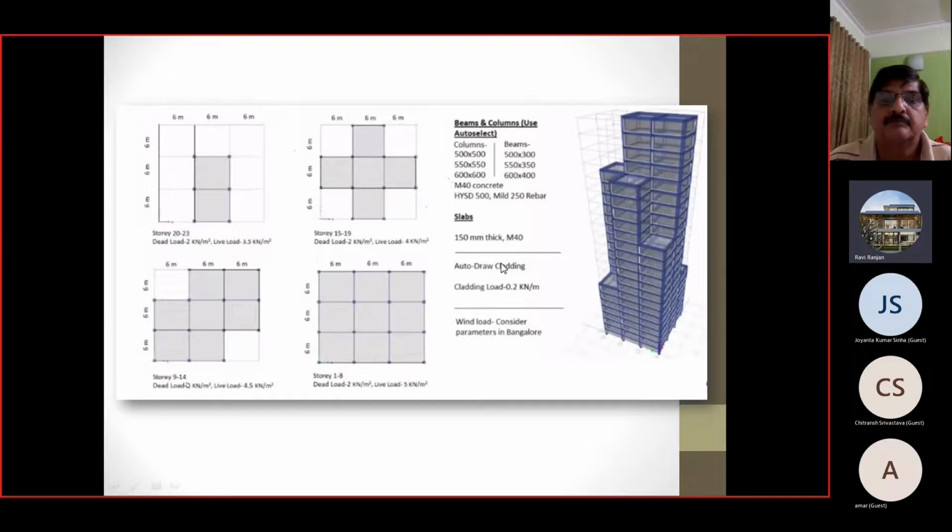This we use in ETABS, but in STAAD Pro we use surface wall for cladding, and the load on the cladding is 0.2 kilonewton per meter, and we also have to calculate wind load considering the parameters for Bangalore. So what is cladding? Cladding means it's an outside cover, either glass or a concrete wall. In ETABS it's called cladding. It will provide a thick surface on the outside to show us the effect of wind on the structure.